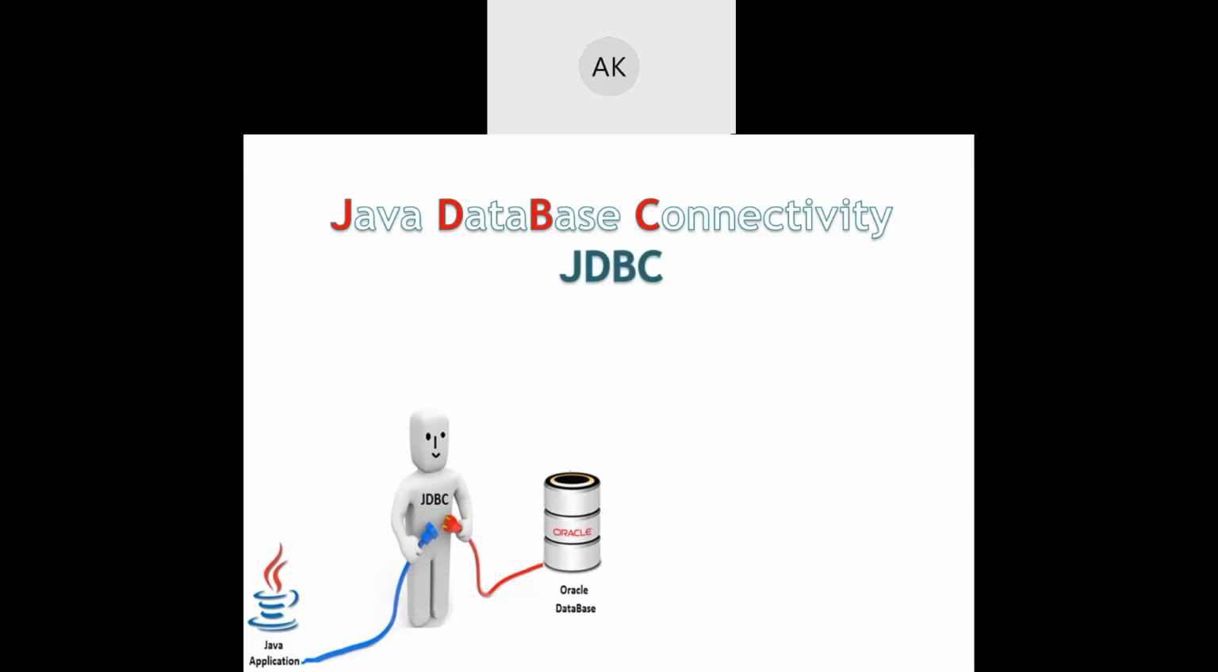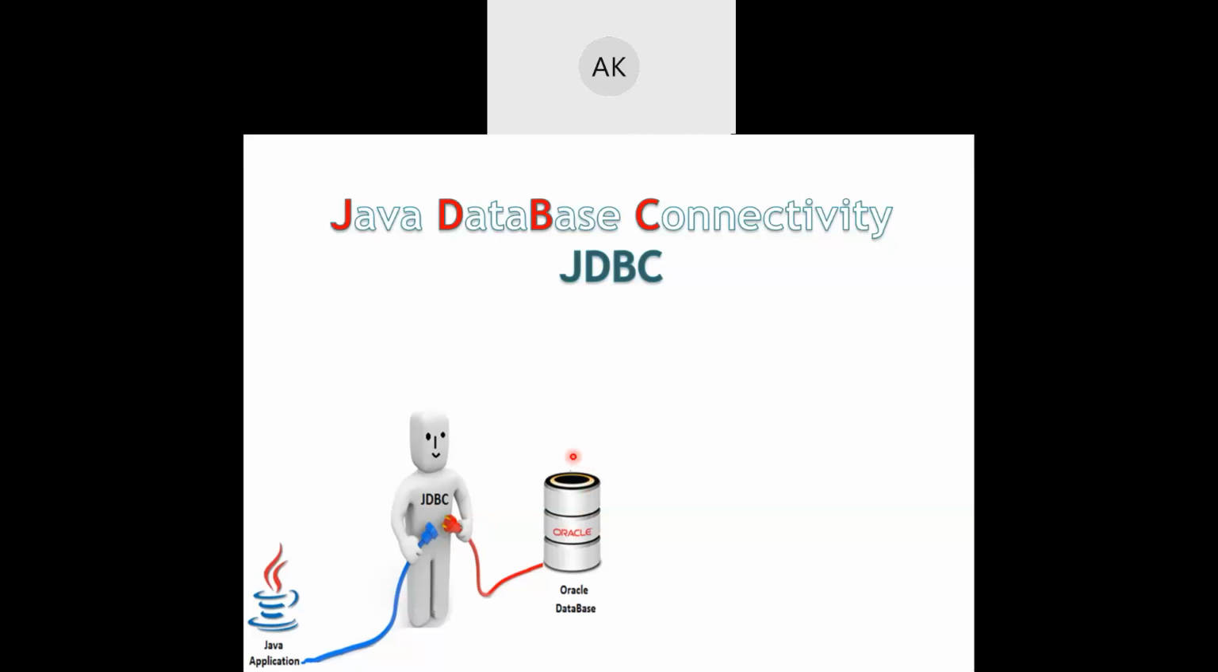Now coming further, the basic concept is, suppose tomorrow I am going to change this particular Oracle database to a Microsoft database. If this particular JDBC would not have been there, then I would have had to write another Java application code meant specifically for the Microsoft database.